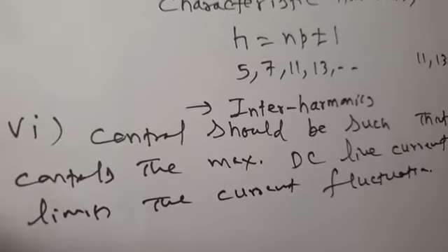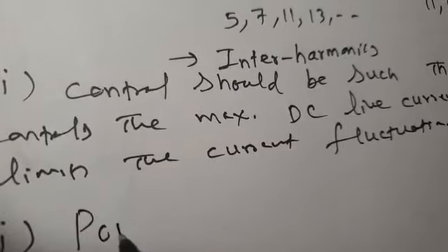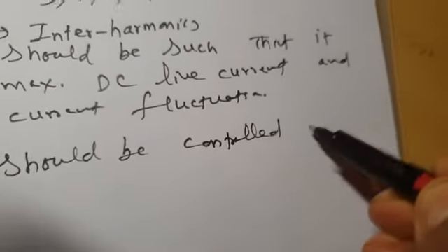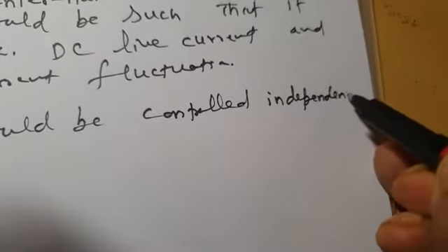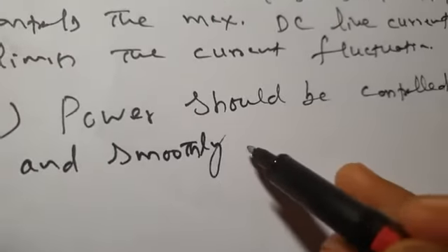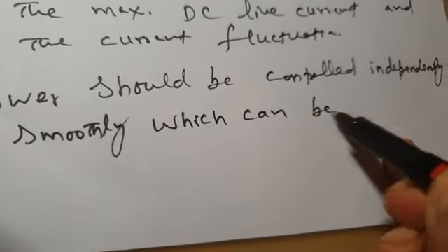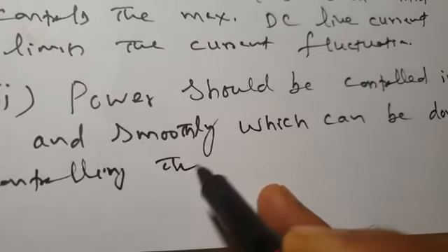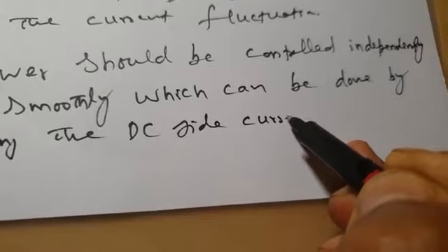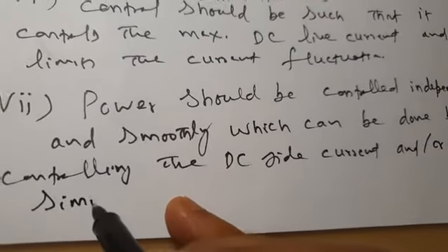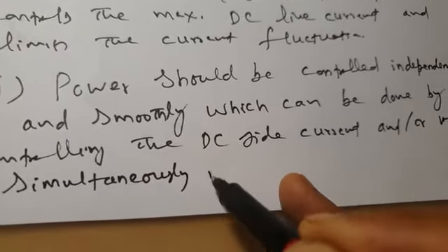And the next requirement is that power should be controlled independently and smoothly, which can be done by controlling the DC side current and/or voltage simultaneously in the link. Let me try to explain it.